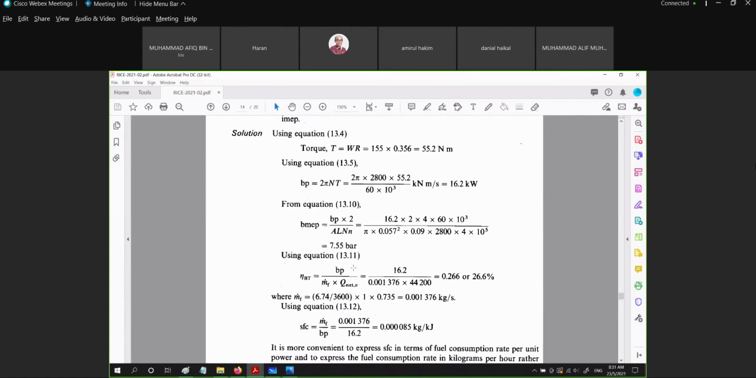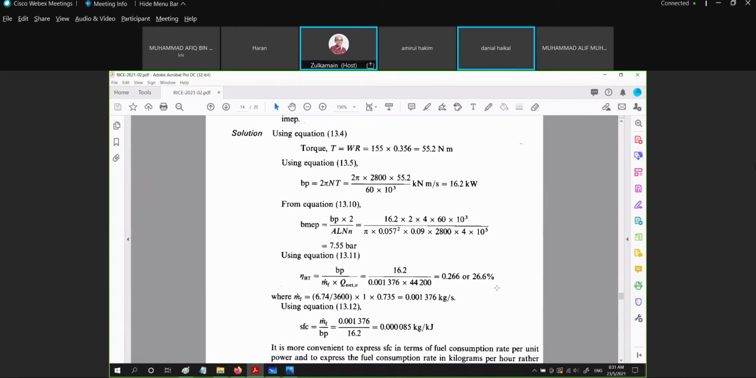Brake thermal efficiency is basically the ratio of the brake power, yang kita punya interest, dengan energy input to the engine in terms of fuel. So kita dapat berapa ni? 26 kan? Percent. So what do you think of 26.6%? Is it okay, the engine? Or we have to throw away the engine?